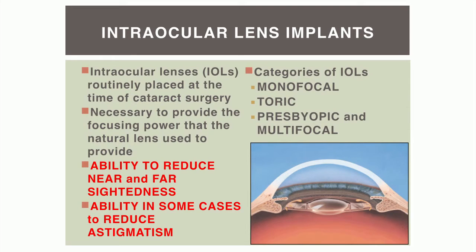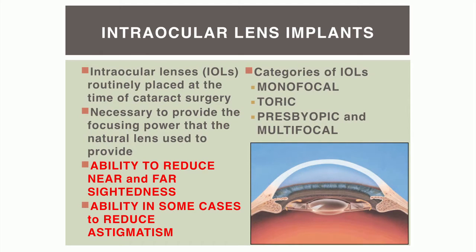And intraocular lenses now, in the modern era, have the ability to correct both nearsightedness and farsightedness, and in some cases to correct or reduce astigmatism. So there are three general categories, the most common of which is a monofocal or a single focus lens, which is generally correcting your distance vision. Toric lenses are designed to correct astigmatism. We'll talk a little bit about that with keratoconus. And then there are specialty lenses which are designed to correct your close-up vision or your reading vision.